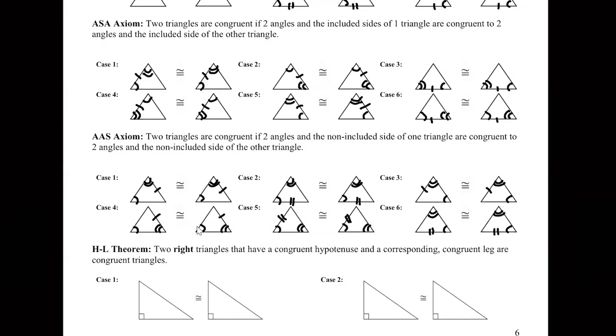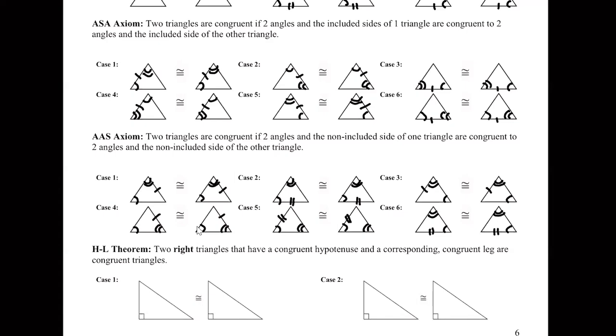All right. Now, if it happens that the pair of sides that are congruent are between the two angles, that doesn't mean the triangles aren't congruent. It just means you can't say they're congruent by the AAS axiom. They would be congruent by the ASA axiom. All right. So they're congruent. It's just a matter of why they're congruent.